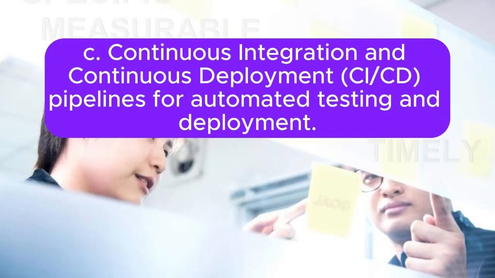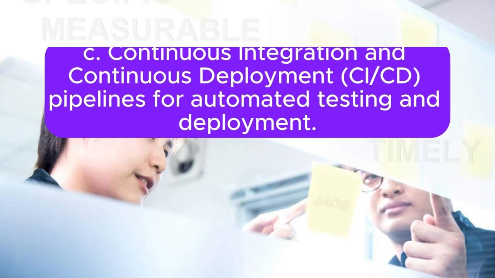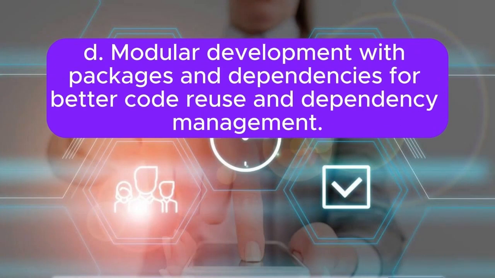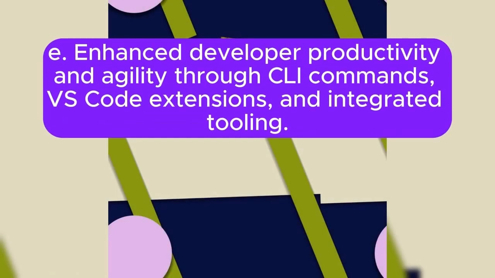Continuous integration and continuous deployment, CI/CD pipelines for automated testing and deployment. D. Modular development with packages and dependencies for better code reuse and dependency management. E. Enhanced developer productivity and agility through CLI commands, VS Code extensions, and integrated tooling.